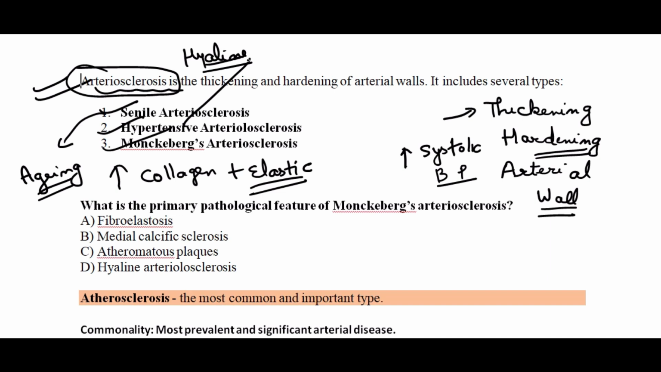The third is the Monckeberg arteriosclerosis, that involves the calcification of the tunica media, the middle layer of the arterial walls. So here is the question, what is the primary pathological feature of the Monckeberg arteriosclerosis? The answer is median calcific sclerosis. So it is characterized by calcification of the middle layer of the arteries that is visible on X-ray.